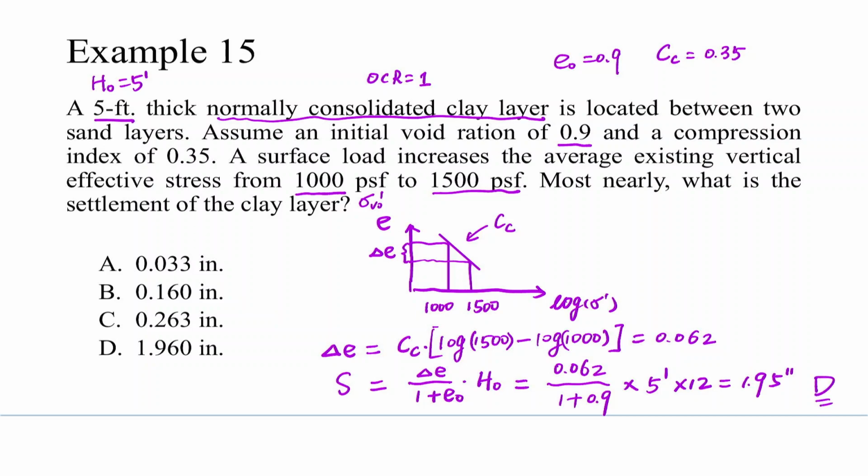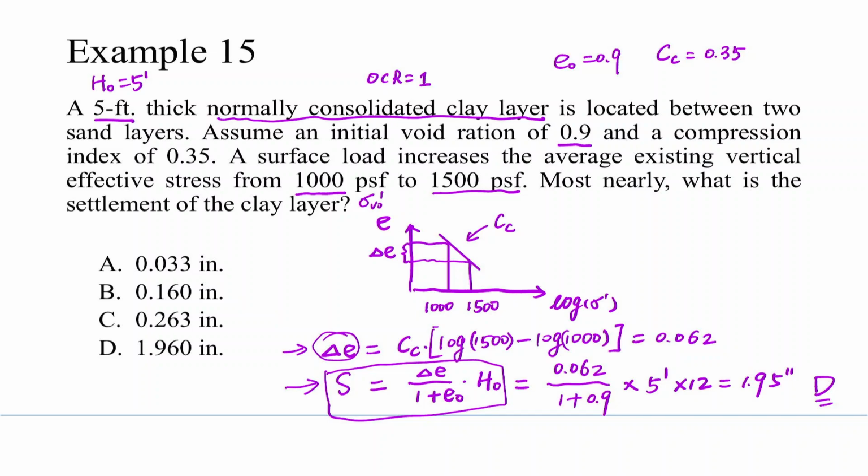Again, if you don't like this method, you can try to use everything from the reference manual, but just make sure that you fully understand all those parameters from those equations. But in general, this is the approach I like a lot. Find out delta e and then use this single equation to come up with the final settlement. So that's it for example number 15.